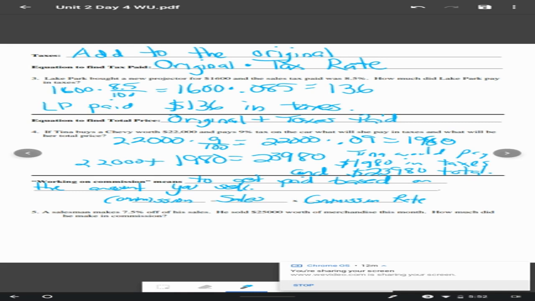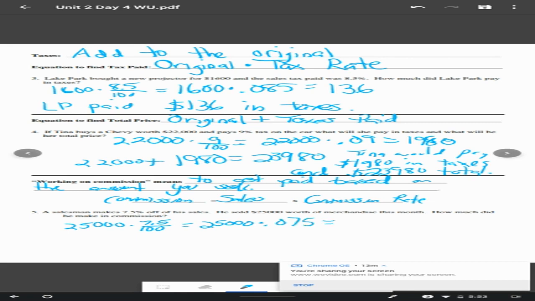So number 5 says a salesman makes 7.5% off his sales. He sold $25,000 worth of merchandise this month. How much did he make in commission? So we'll see. All we got to do is multiply those two numbers. His sales were $25,000. We multiply it by the 7.5 divided by 100. When we divide that by 100 or move the decimal 2 to the left, we get 0.075.